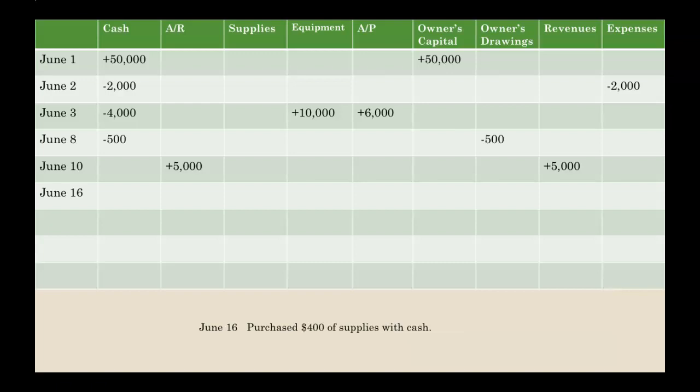Now on June 16th, purchased $400 of supplies with cash. So we went out and we bought office supplies. So our supplies increased by $400 and our cash decreased by $400. Then on June 20th, performed $3,000 of services and received the payment from the customers. So here we are performing services again, so we want to show that our revenues increased by $3,000. But this time our customers are paying us on this day, so we show that our cash also increased by that $3,000.